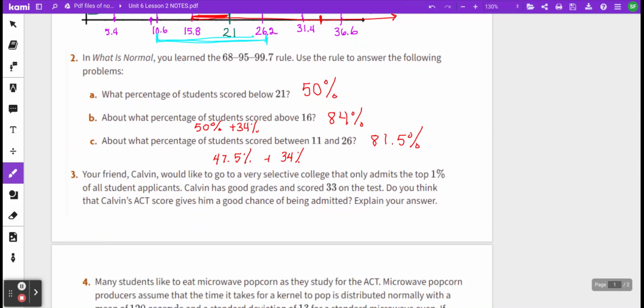So no, he is not in the top 1%, but he is in the top 5%.